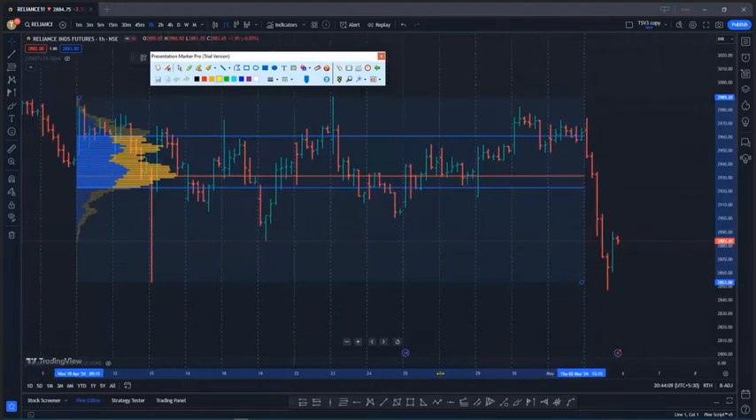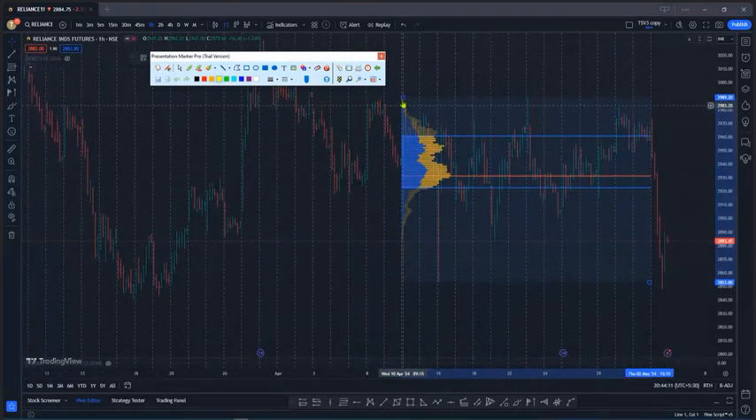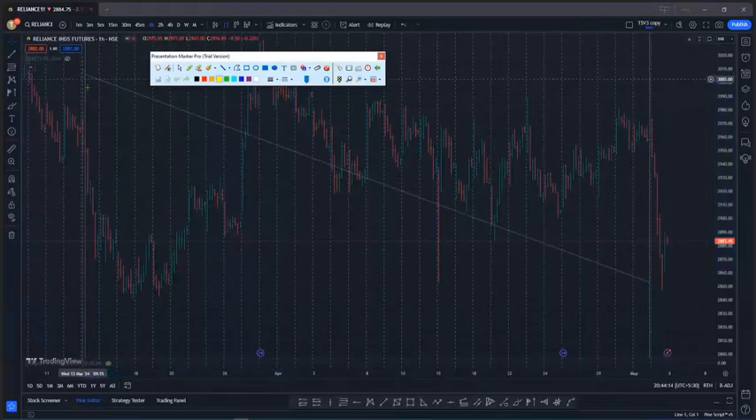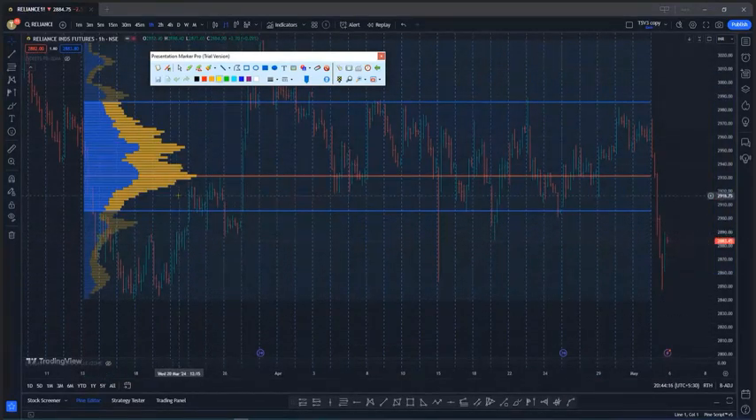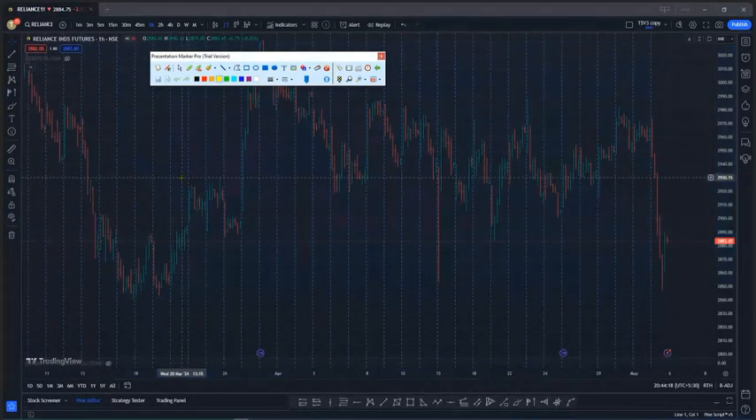Okay, the market is completely out of balance. That's why it is searching for the new balance. Correct. Yeah, the new balance.